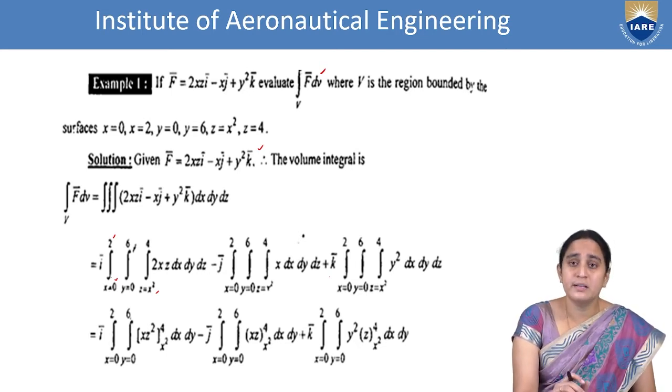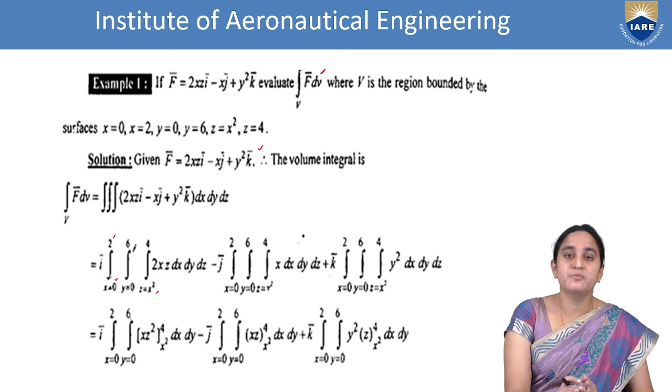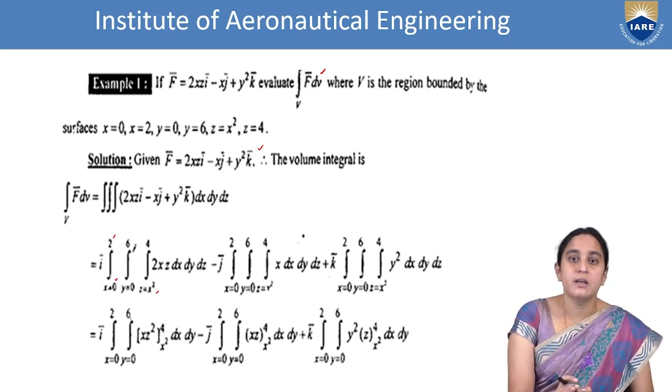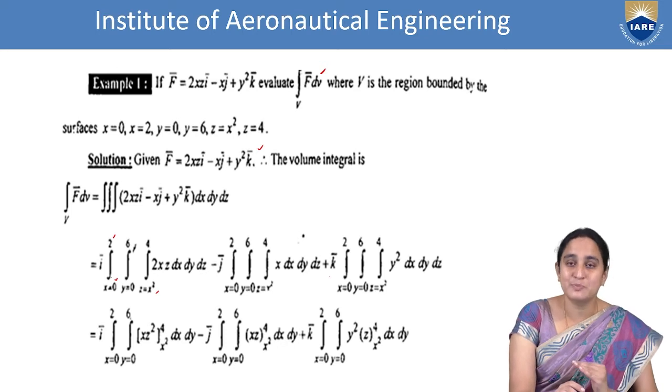And the next concept is that depending on the limit values, if z is in terms of y, first integrate with respect to z, and depending on the remaining two limits in x and y, we can integrate either x or y. But the main concept of the volume integral, that is the triple integral, is first integration with respect to z, then with respect to y, and then with respect to x. That's why first I'll integrate with respect to z.